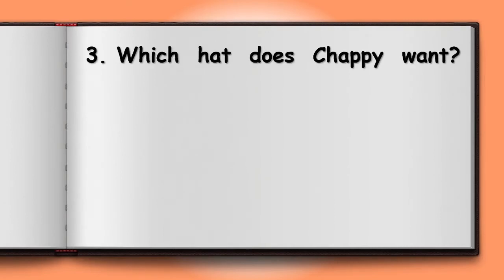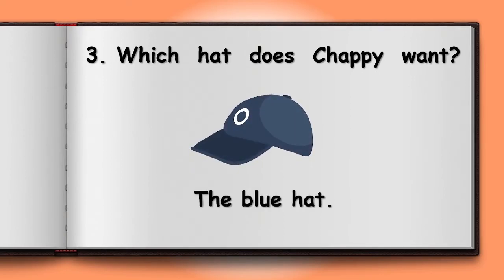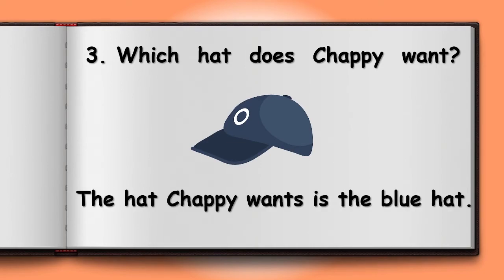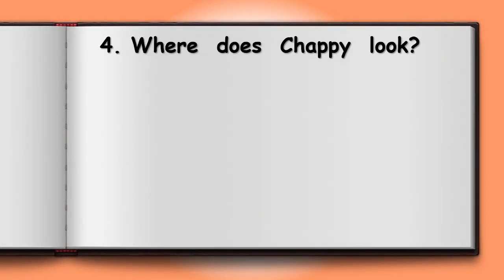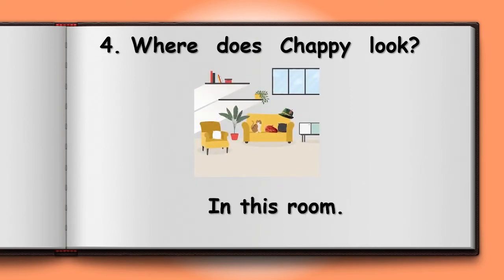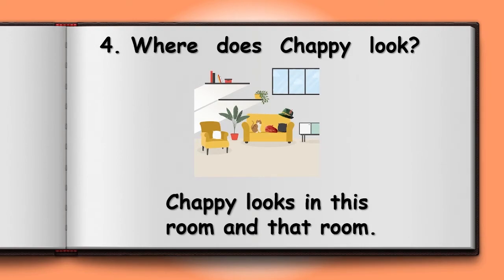Which hat does Chappy want? The blue hat. The hat Chappy wants is the blue hat. Where does Chappy look? In this room. Chappy looks in this room and that room.